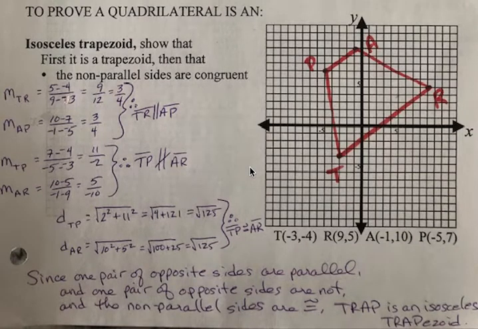Okay, so this is probably the trickiest of all the quadrilaterals. In this case, we're going to prove that this quadrilateral is an isosceles trapezoid. All right, so I'm going to try to cover two in one. What makes a trapezoid is that one pair of opposite sides are parallel and the other pair are not.